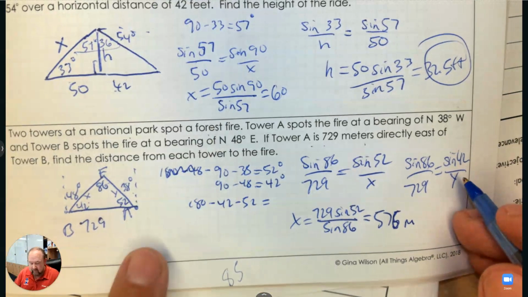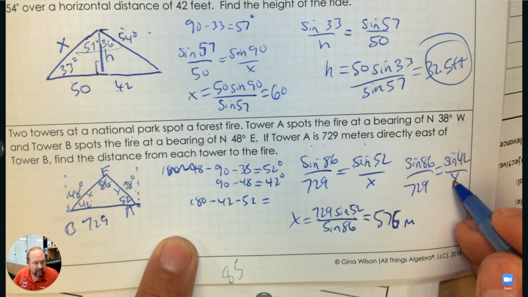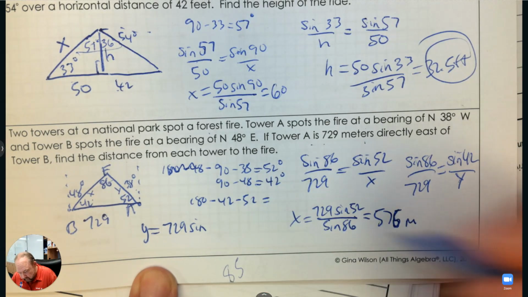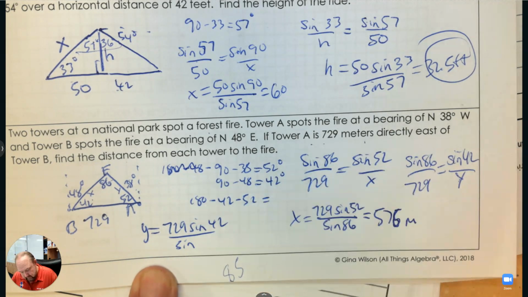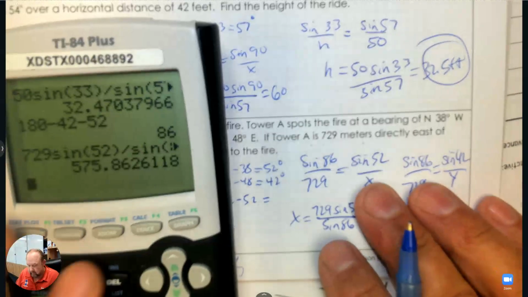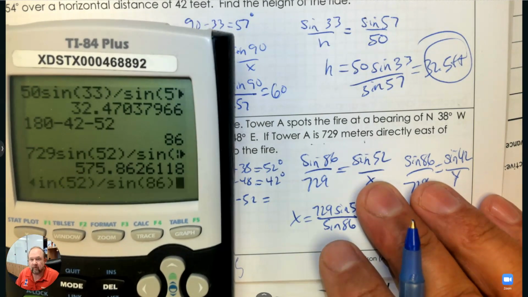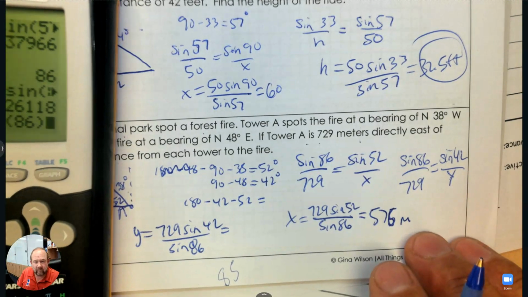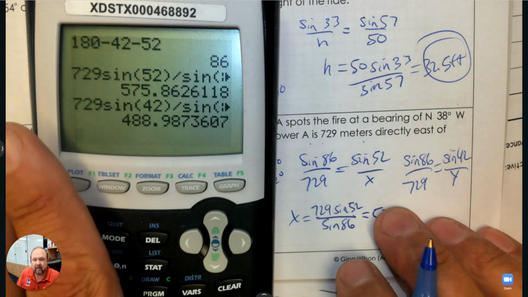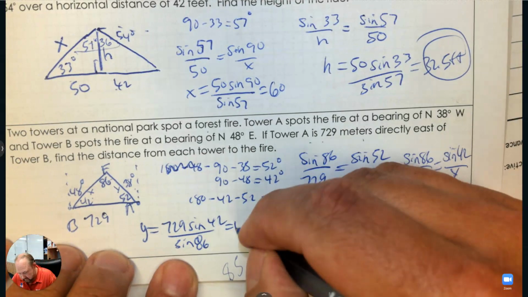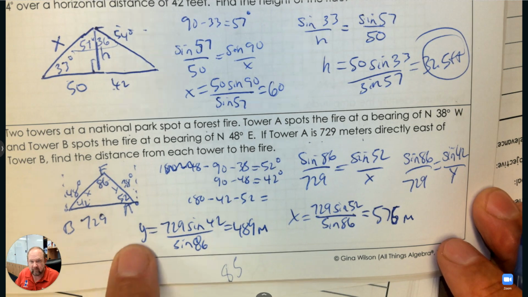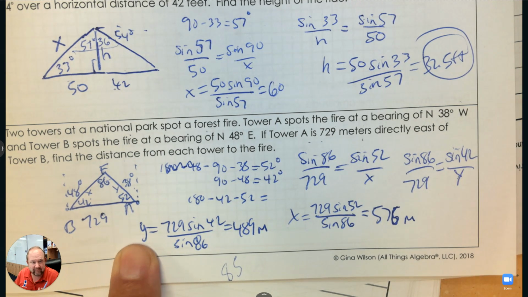Now for the second one here, I'll continue it over here. I'm going to cross multiply again and divide. So I'm going to go 729 times sine 42 divided by sine 86. So I almost have the same thing here. The only thing I need to change is instead of 52, change that to a 42. And then the other distance is 489. And so there's the distances between the two. So you have y and x. Perfect.